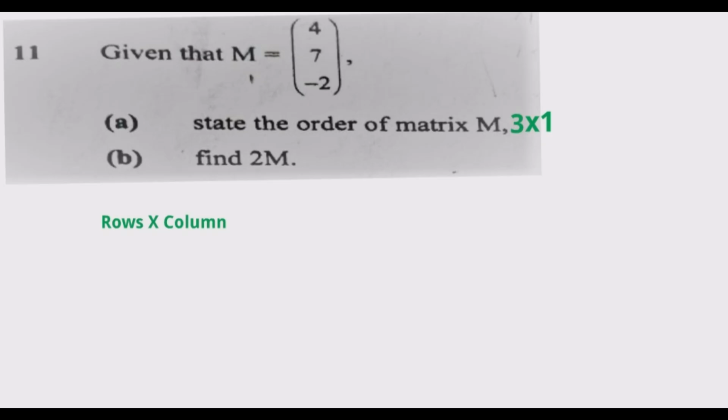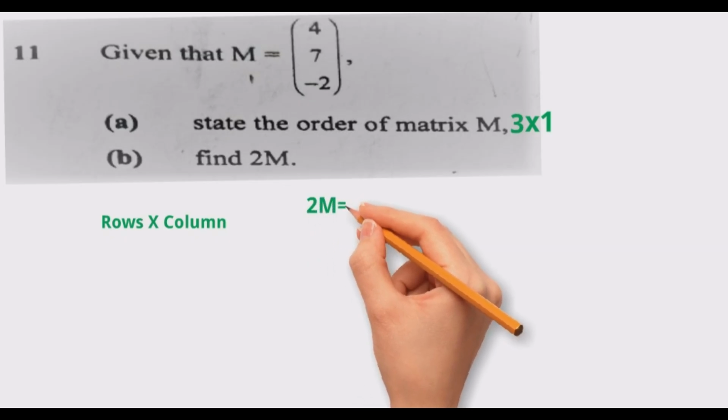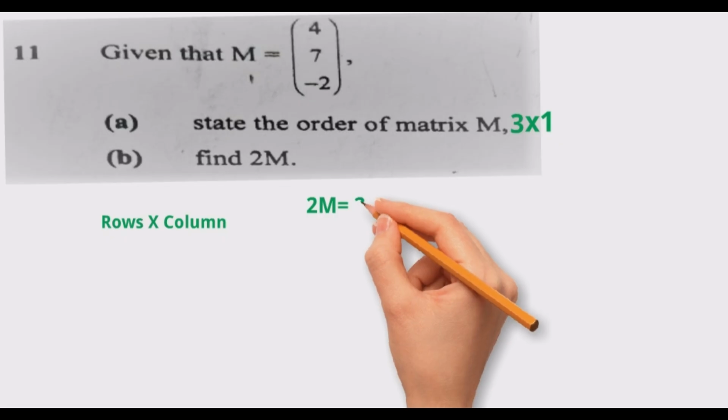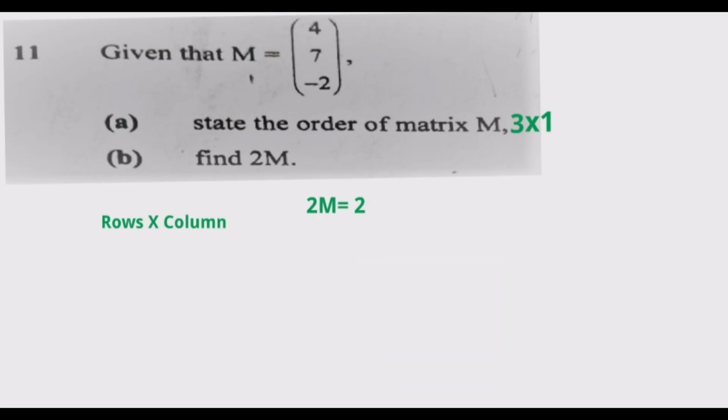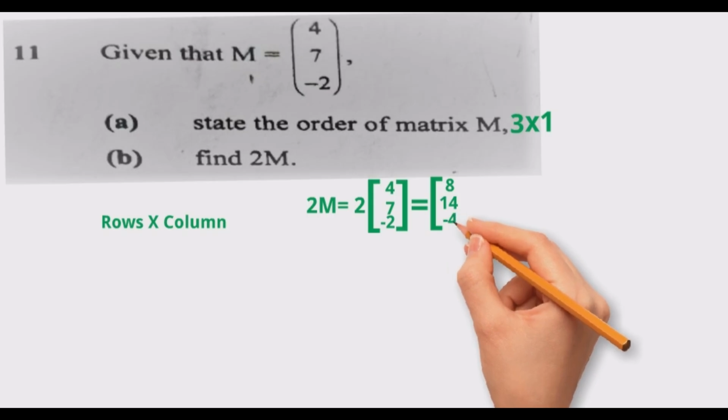Find 2M. So 2M is equal to 2, the scalar, then we copy M. We multiply 2 by the elements of the matrix. So 2 multiplied by 4 is 8, 2 multiplied by 7 is 14, then 2 multiplied by -2 is -4.